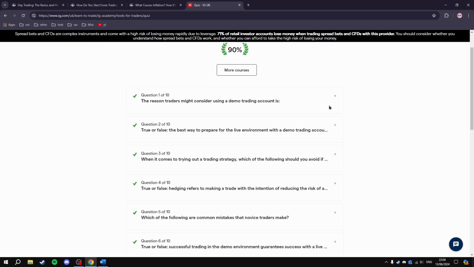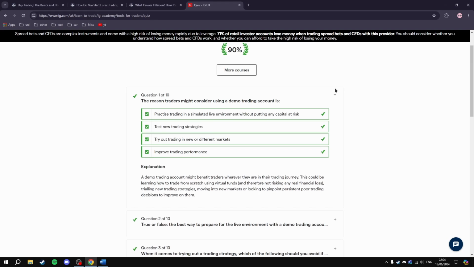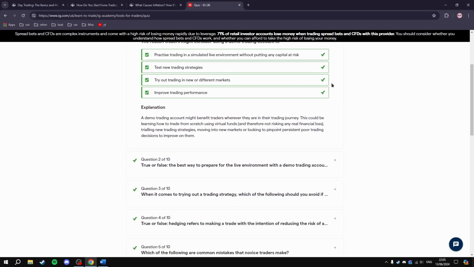Okay, so the reasons traders might consider using a demo trading account: a demo trading account might benefit traders wherever they are in their trading journey. This could be learning how to trade from scratch using virtual funds and therefore not risking any real financial loss. Trialing new trading strategies, moving into new markets, or looking to pinpoint persistent poor trading decisions to improve on them.